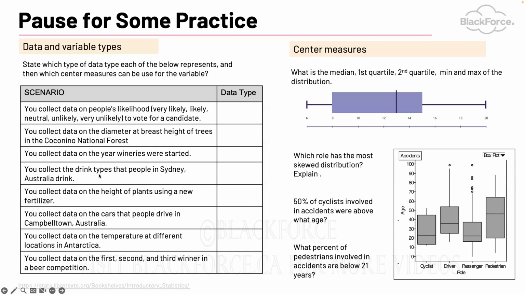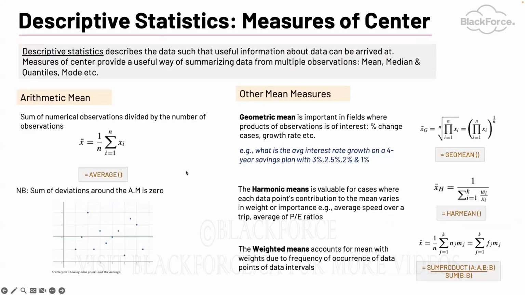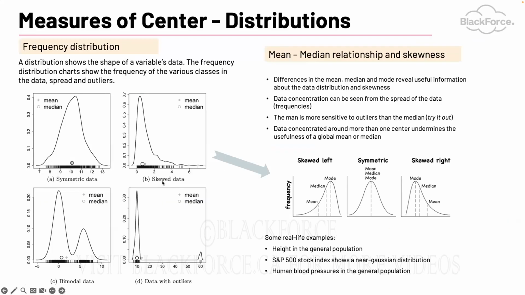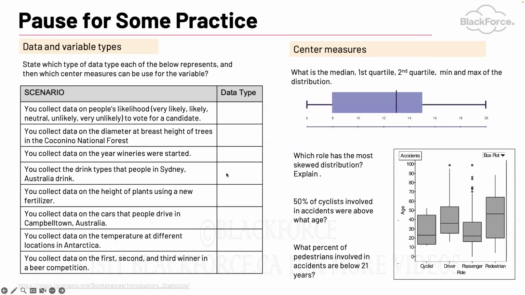The next is you collect drink types that people in Sydney, Australia drink. Yeah, correct. Drink types are nominal. There's no sense of order and it's qualitative. You collect the height of plants. We've done something similar, so that's quantitative, continuous. You collect data on cars that people drive. So what car? Once again, that's nominal.